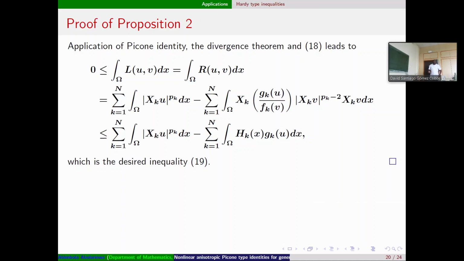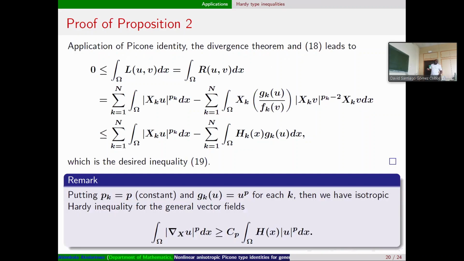So that is a Hardy-type inequality. Let me just quickly give a remark here. If you take p to be p and d to be u^p, then you have this here. This here is the horizontal gradient.